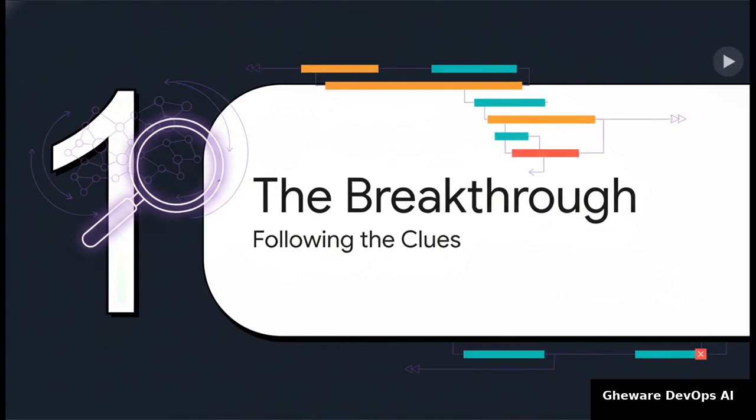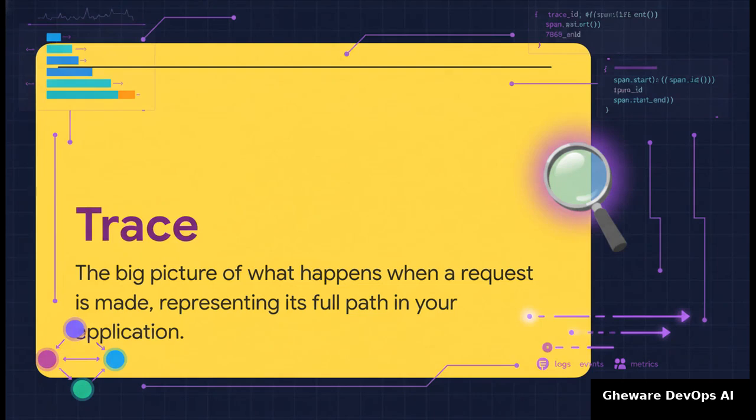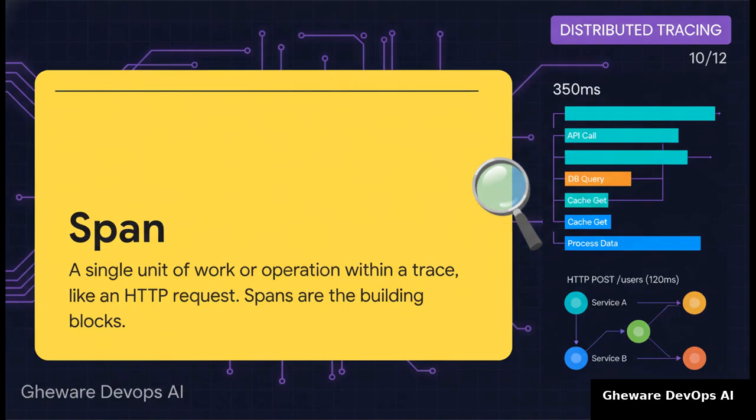Okay, so let's dig into how we actually solve this. To crack the case of the slow request, we need a whole new way of thinking. We need to become detectives and follow the entire journey of that request, from the moment the user clicked checkout all the way to the final confirmation. In the world of tracing, we call this complete journey a trace. You can think of it as the full case file for our investigation. It's the big picture, the entire end-to-end story of a single request as it travels and hops through all of your different services.